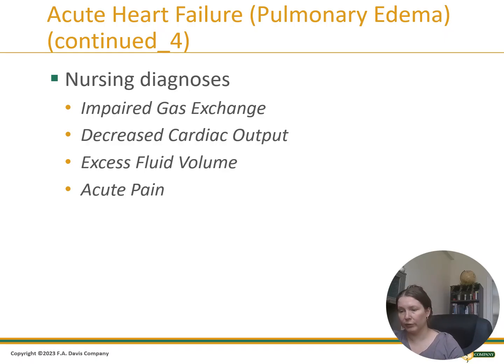For the excess fluid volume, this is where we have that renin, aldosterone, angiotensin activation, and we have our fluids start to be retained and build up and back up. So that looks like in our patients, we may hear crackles, we'll see the peripheral edema, weight gain, we might see some jugular vein distension.